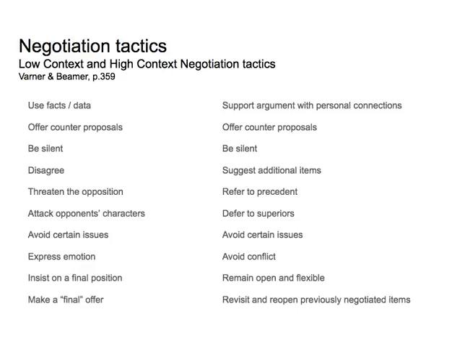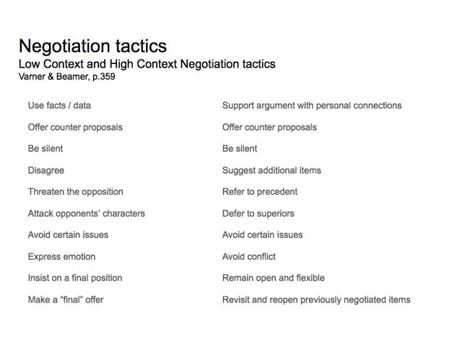Again, Varner and Beamer highlighting the negotiation tactics that are different in low context as compared to high context cultures. Skim through these. Some similarities across both. Some differences. Do you avoid conflict, or are you silent? Do you insist on a final position or continue to remain open and flexible?